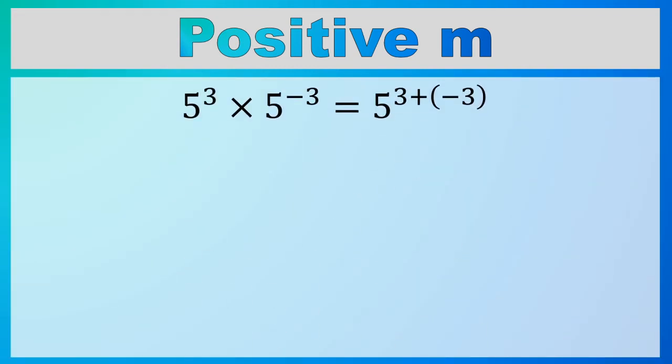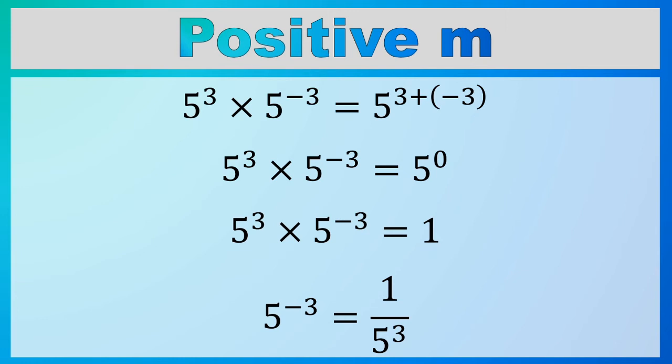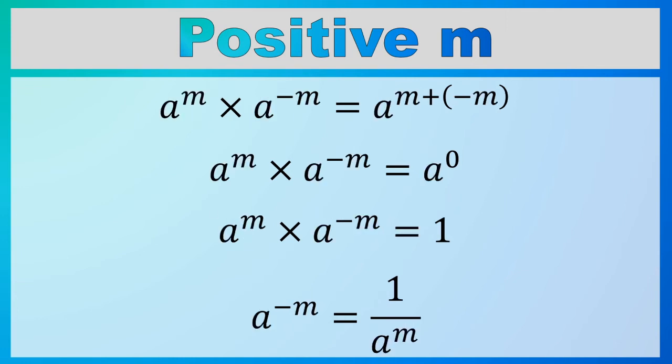5 cubed times 5 to the negative 3. That will be equal to 5 to the 3 plus negative 3 based on that product of powers property. And now 3 plus negative 3 is equal to 0. And I explained earlier in the set of videos, anything but 0 and that to the 0 power is equal to 1. And now let's divide both sides by 5 cubed, and we get this.